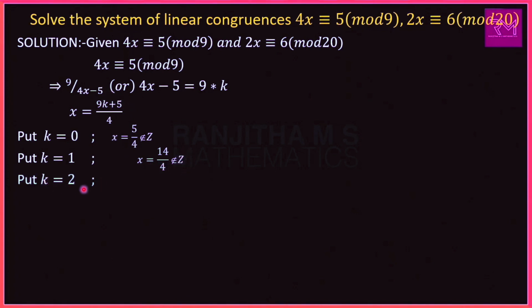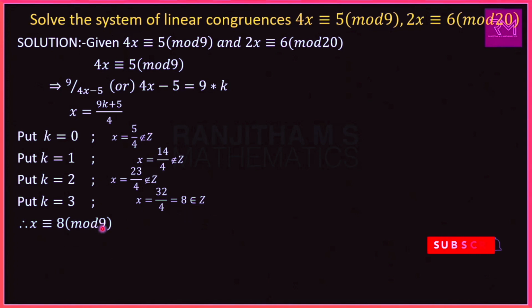Similarly, substitute k = 2: 9 into 2 is 18, plus 5 is 23, divided by 4, does not belong to the integers. Similarly, substitute k = 3: 9 into 3 is 27, plus 5 is 32, and 32 divided by 4 is 8. Therefore x is 8, which belongs to the integers. So we conclude that the solution of 4x ≡ 5 mod 9 is x ≡ 8 mod 9.